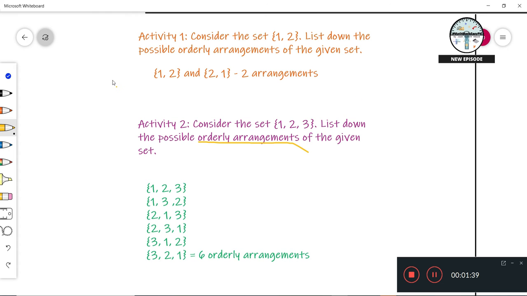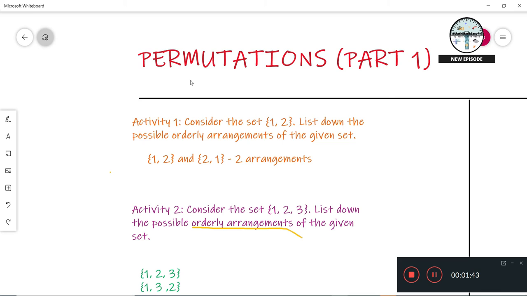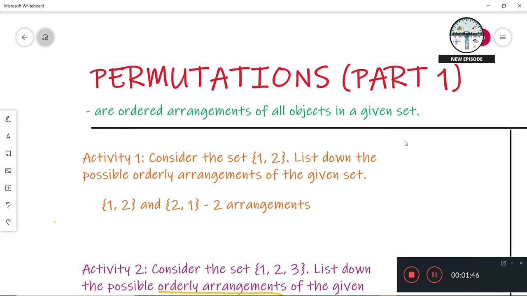So let us put the definition of permutation in this section. Permutations are ordered arrangements of all objects in a given set. That's the definition of permutations.